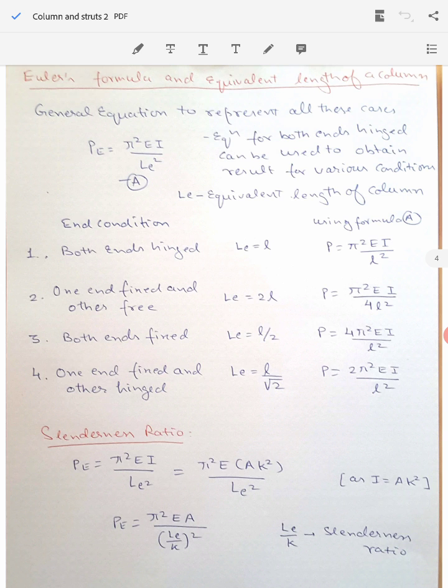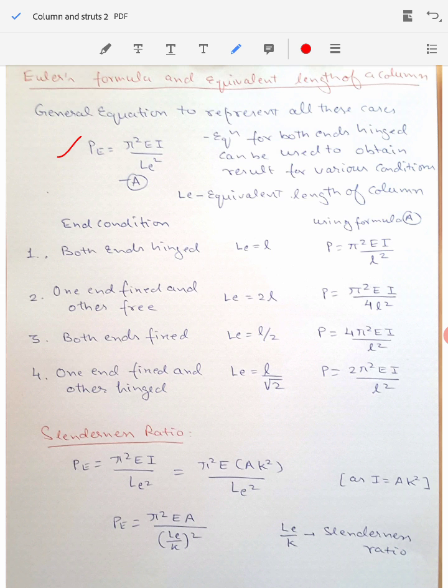Now we can find a general equation which can represent all these cases, and we take the case of pin-pinned end as the ideal case when we obtain the equivalent length of the column for the other cases in terms of the formula of the pin-pinned end. So this was our formula for the pin-pinned end, that was pi square EI by l square. So instead of using the length l of the column, we use here the equivalent length of the column, and we try to obtain the same formula that we derived for different end conditions by substituting the different equivalent lengths for different end conditions.